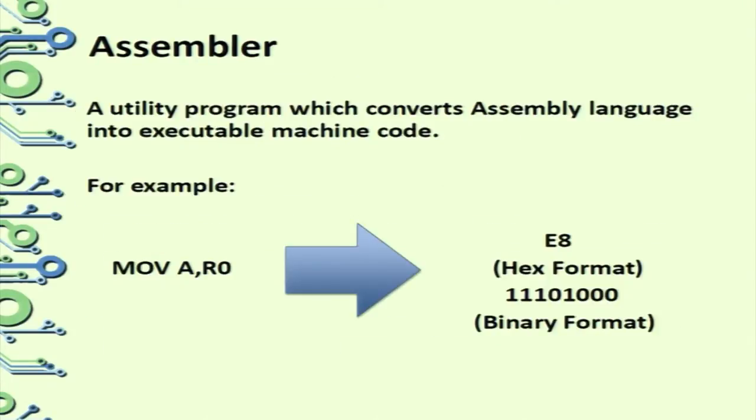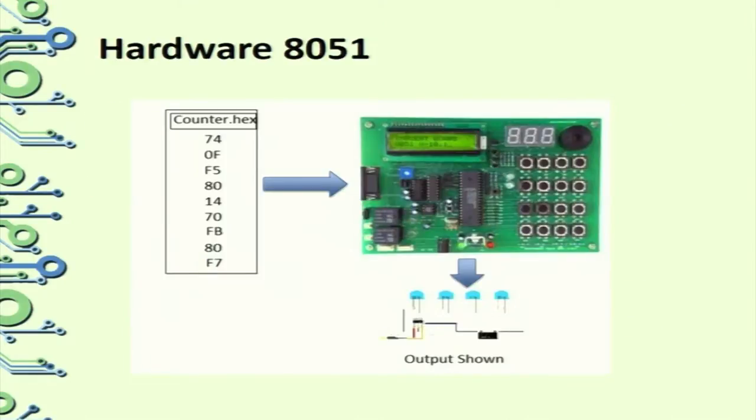Next. And what is an assembler? This is basically a utility program which actually converts the assembly language into the executable machine code format. For example, the assembly code MOV A,R0 is converted into the binary format of 11101000 to be understandable by the hardware. Now, coming into the world of hardware, what does the user face when he actually interacts with the 8051 microcontroller board?